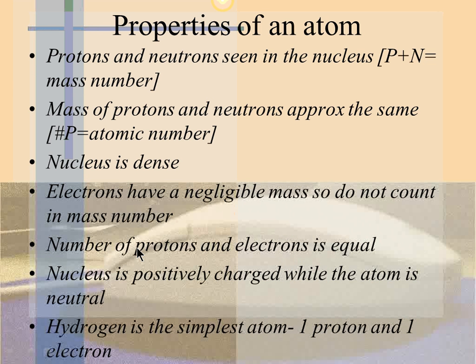So this is just a quick review for you to look at home, which tells you some of these things that we just went over. The nucleus is positively charged, and hydrogen is the simplest atom. It has just one proton and hence one electron. It is one of those atoms which has no neutrons, hydrogen. Okay?